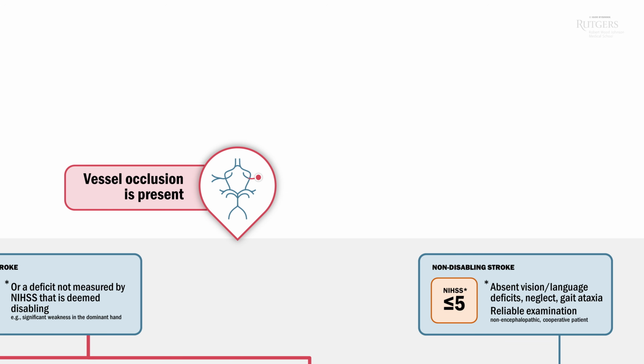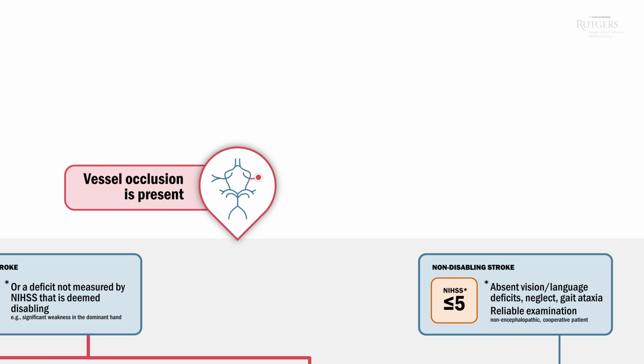First, any cortical signs, even in patients with low NIH stroke scale score, are considered disabling. Second, it is possible to have an NIH stroke scale score of 0 even with disabling deficits, like ataxia, hand weakness, dysphagia. And third, we assume here that the neuroexam is reasonably reliable. Patient is not severely encephalopathic and they're able to cooperate with your exam.